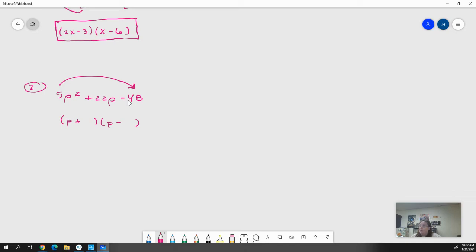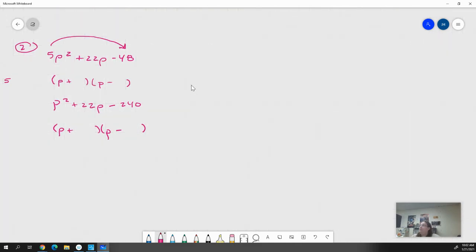You're going to rewrite the problem as p squared plus 22p times whatever 5 times 48 is. And in this case, it's 240. Remember what you multiplied by. We multiplied by 5. We are going to have to divide out that 5 at the end. But now we're just looking for these factors, the p plus something times the p minus something that's going to work with the factors of 240. So I'm going to look at what are my factors of 240. It's a big number, right?